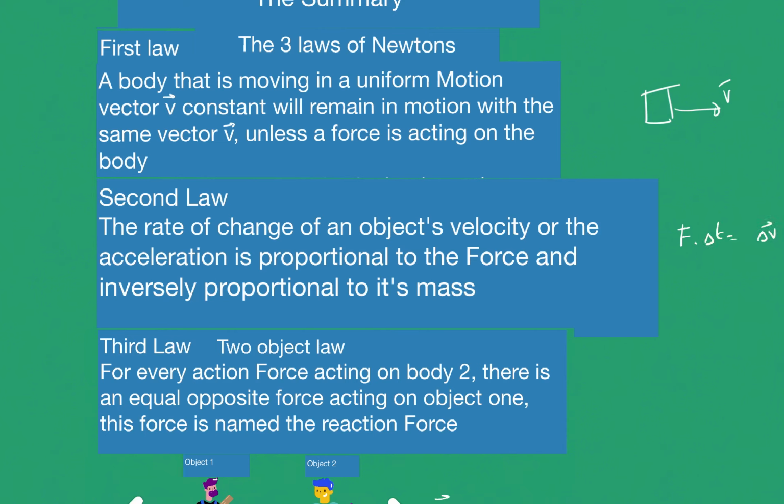The second law says that the force acting during a time delta t produces a change in the velocity, and the change in the velocity is proportional to the mass of the object. So the rate of change of the object's velocity, or the acceleration, is proportional to the mass. Mass times acceleration is the force. And the third law says that for every action there exists a reaction that has the same magnitude but a different direction. And this is the introduction to Newton's laws.